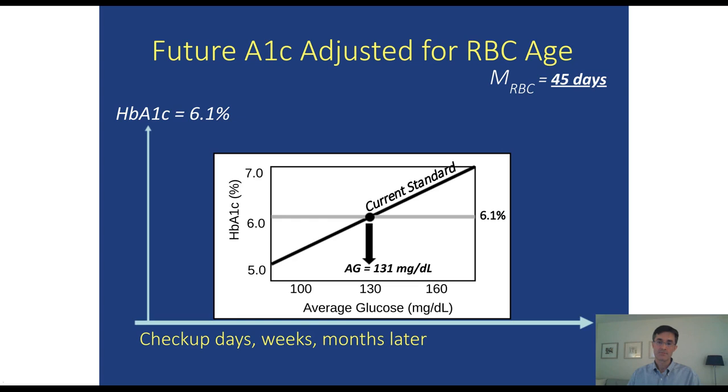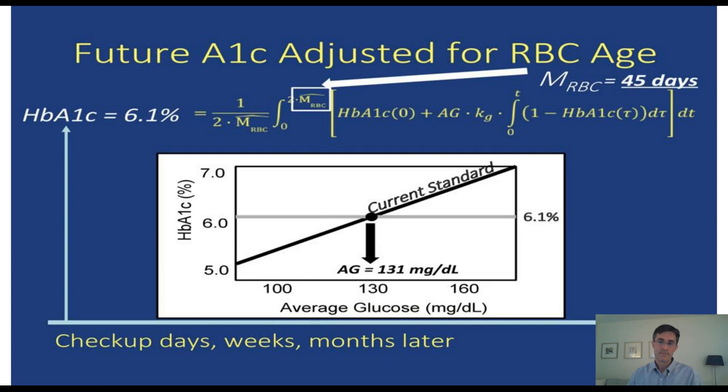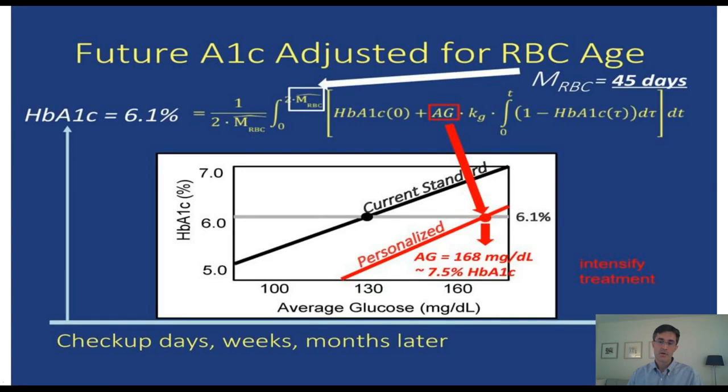So here's what a patient with an A1c of 6 would be told, that their average glucose is about 131. But if this were a patient whose mean red cell age had previously been estimated and was slightly short, we would know from the model that the glucose needed to produce a hemoglobin A1c of 6.1 in this case would correspond to a much higher glucose.